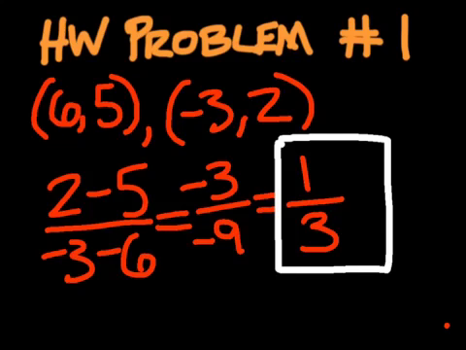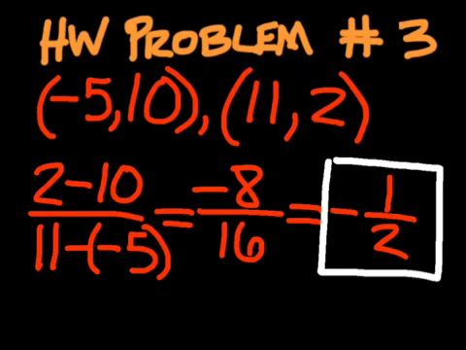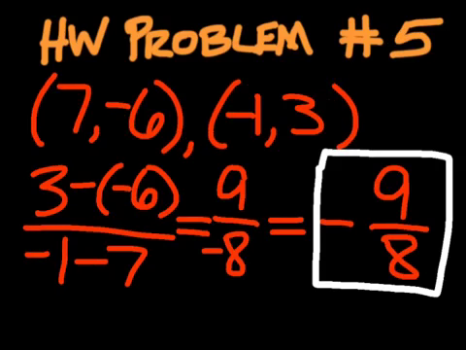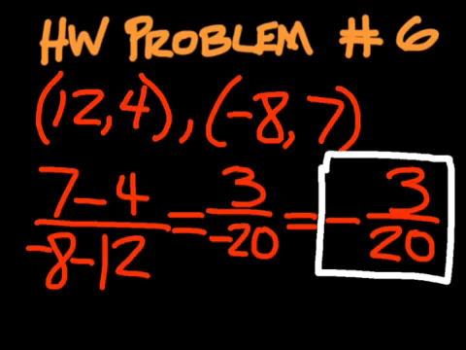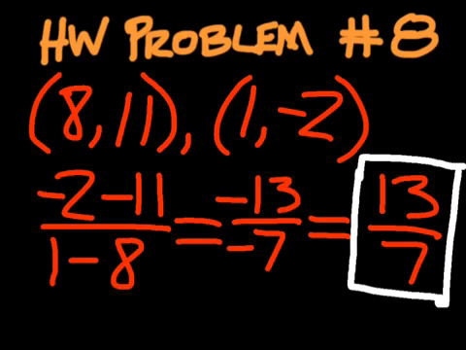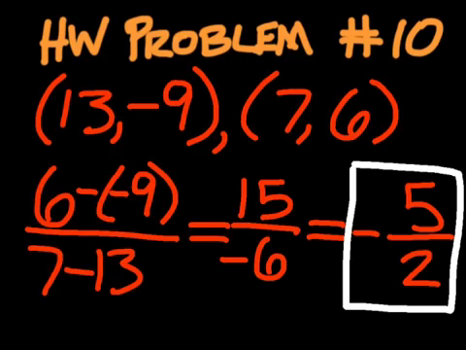So number 1 is 1/3. Number 2 is negative 8 over 5. And number 3 is negative 1/2. Number 4 is 2 over 5. Number 5 is negative 9 over 8. And number 6 is going to be negative 3 over 20. Okay, 7 is 3 over 5. Number 8 is 13 over 7. And number 9 is negative 5 over 14.